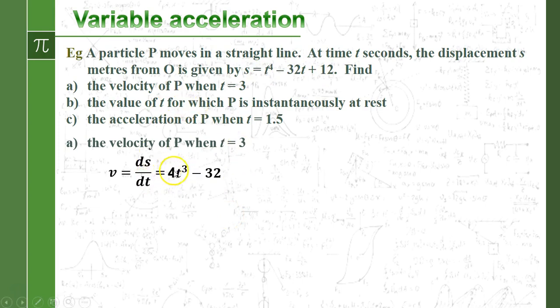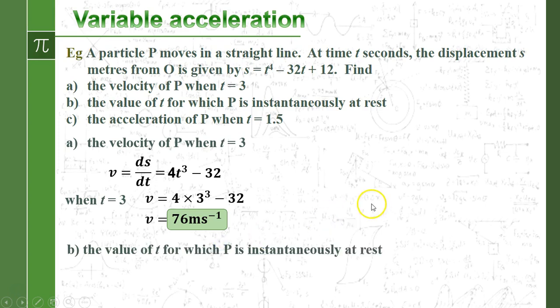So this thing is velocity, and if I want the velocity when t equals 3, all I'm going to do is plug 3 into there, and that tells me that this thing is moving at a hell of a speed. It's going at 76 meters per second. Right. So that was a straightforward one: can I get from displacement to velocity, and then use my velocity expression by subbing in a value.